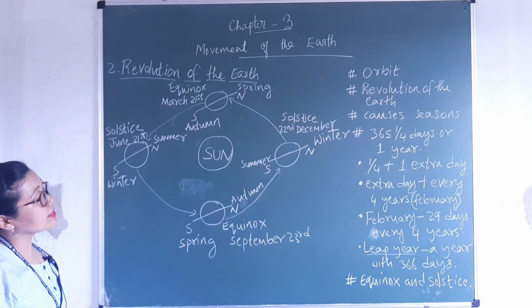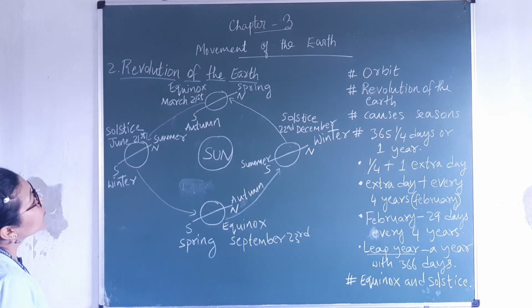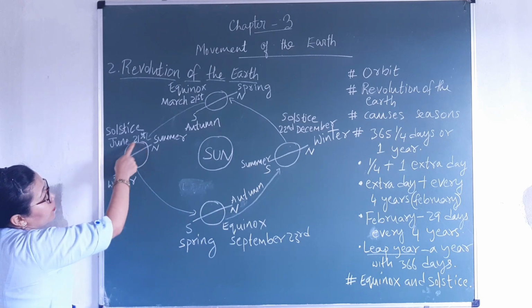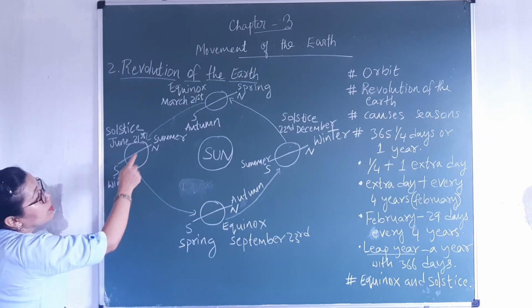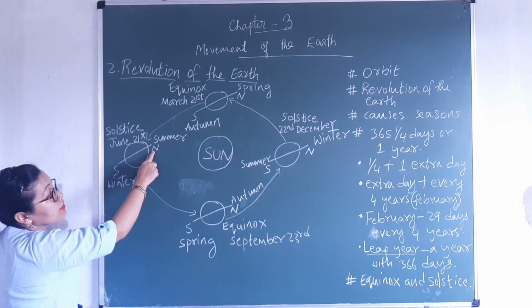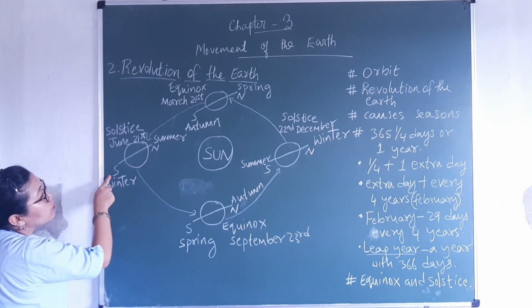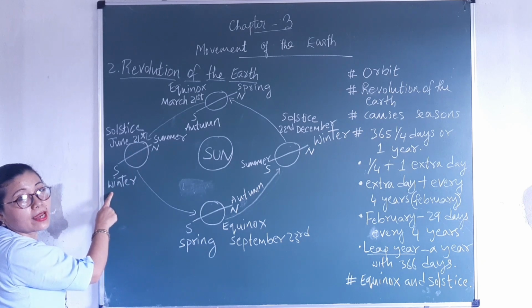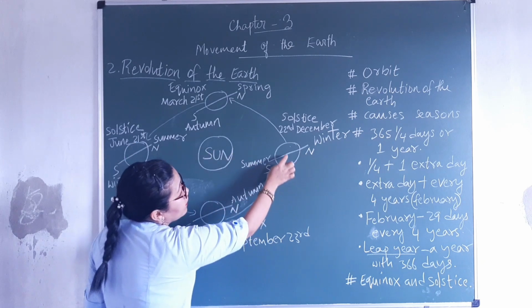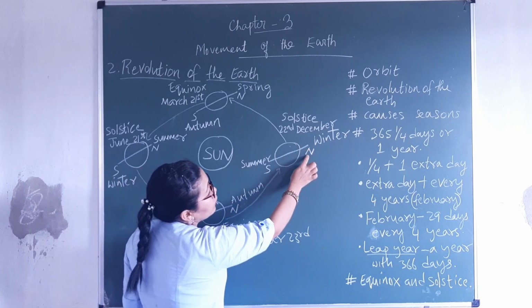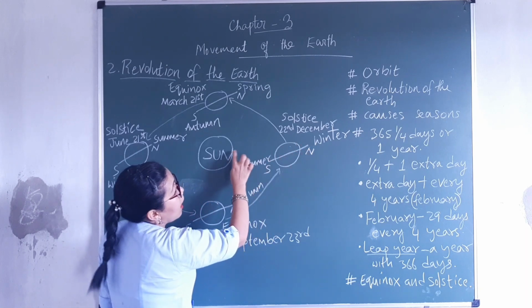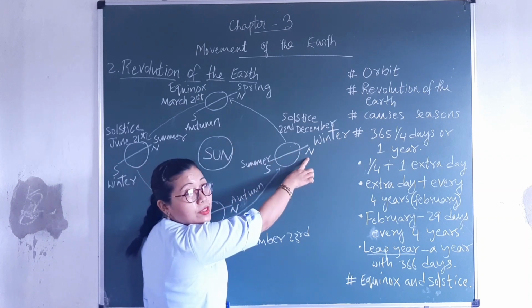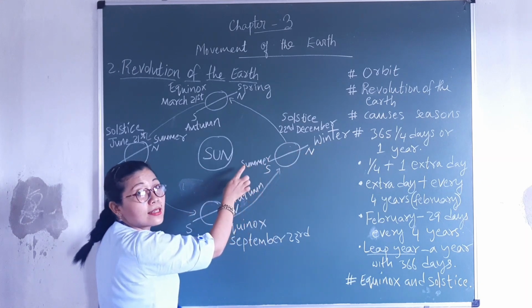Okay? How does it cause seasons? Now you can see here when the Earth is in this position, the North Pole tilts towards the sun and the South Pole tilts away from the sun. So the northern hemisphere has summer and the southern hemisphere has winter, okay? And when the Earth is here, the North Pole is away from the sun and the South Pole is towards the sun. So the northern hemisphere has winter and the southern hemisphere has summer, okay?